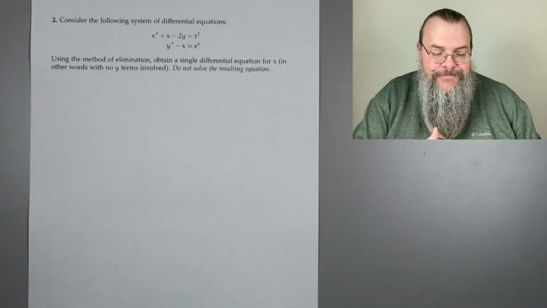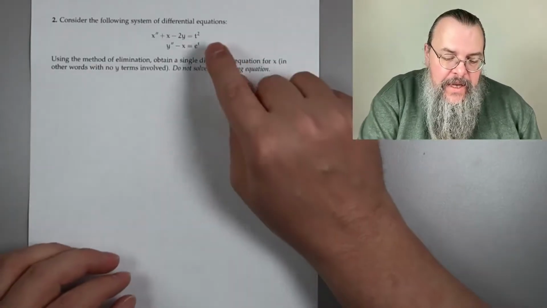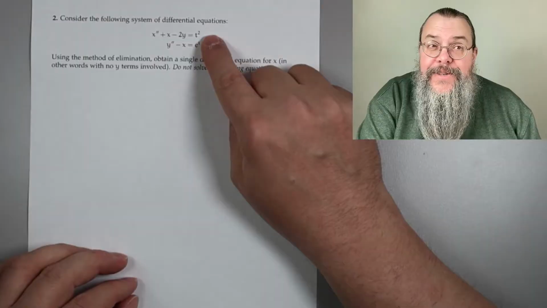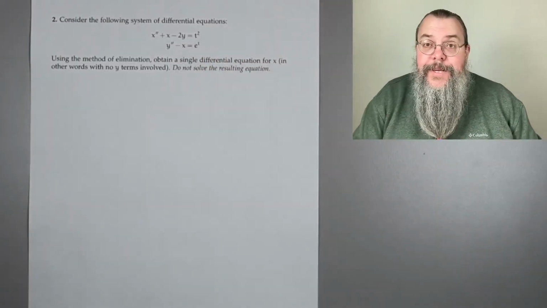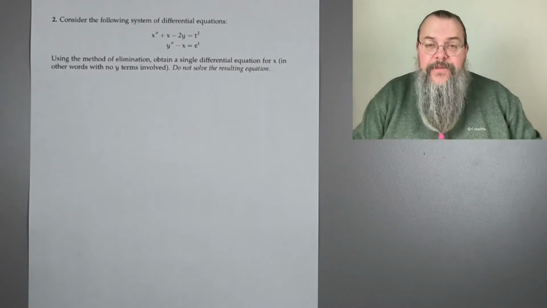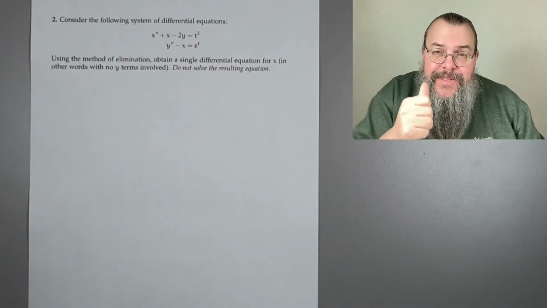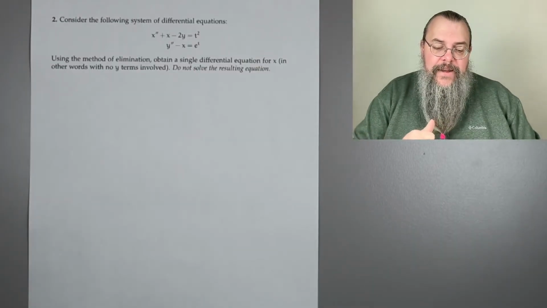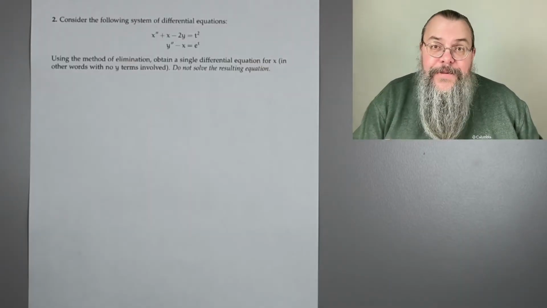Number 2, consider the following system of differential equations. X double prime plus x minus 2y is t squared. Y double prime minus x is e to the t. Using the method of elimination, so we're very explicit here, we want to use the method of elimination. Obtain a single differential equation for x. In other words, there's no y terms involved. Do not solve the resulting equation.